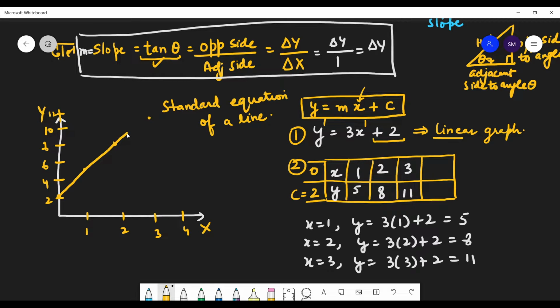So join these 4 points. You will get a straight line. So what is the equation of this line? The equation of this line is y is equals to 3x plus 2. Got it, students? Okay. So another very important point is, like suppose if I ask you x equals to 1.5, what will y equals to? So see, 5.5.